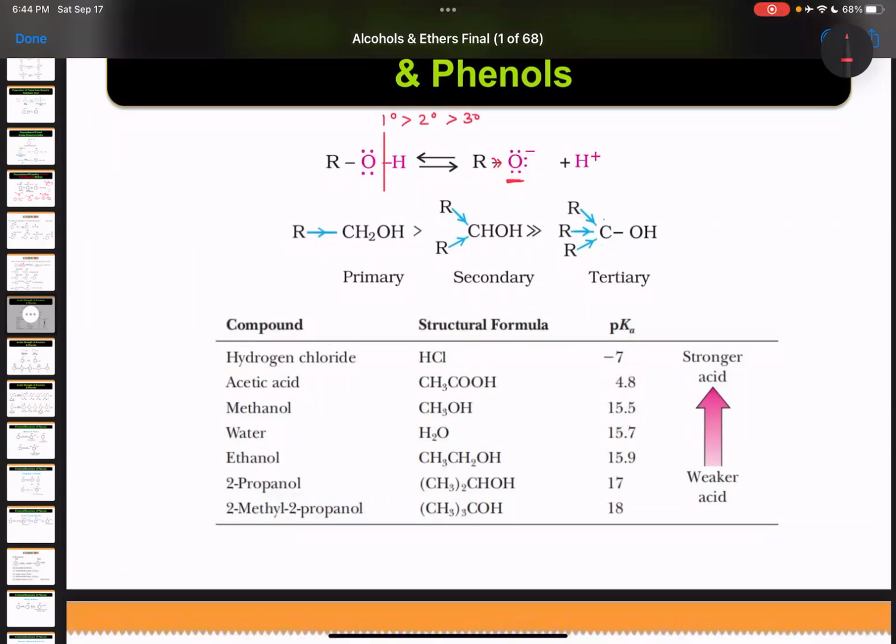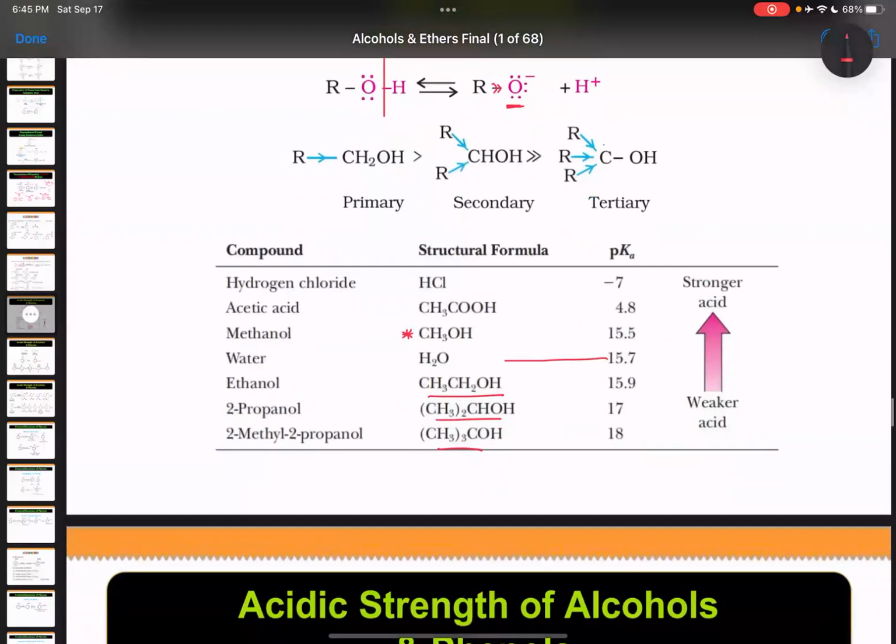As more and more alkyl groups are connected, it becomes less and less acidic, and once it becomes less acidic, you have higher and higher pKa values. The pKa of water is 15.7, and if you have alcohols, their pKa is going to be higher, except methanol. That is the exception. Okay, clear?